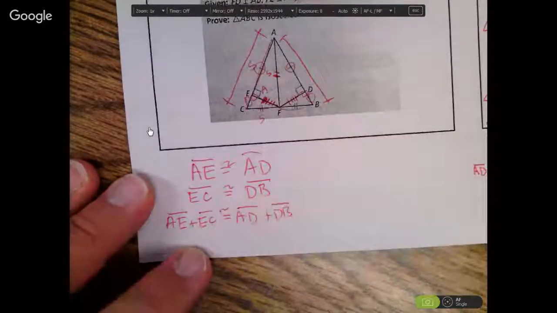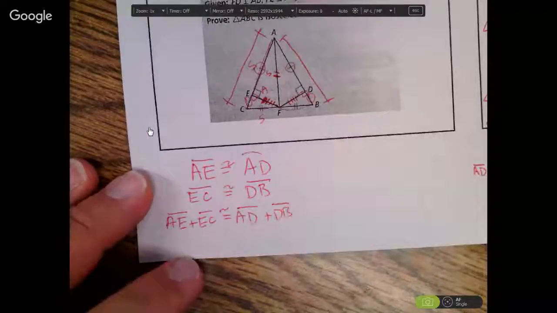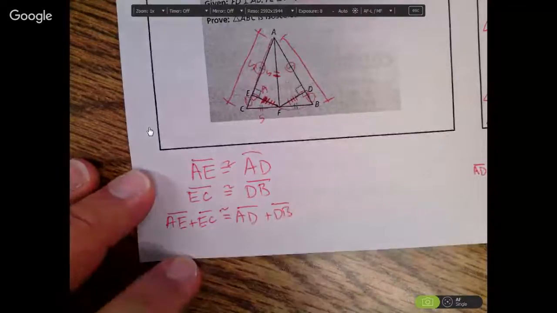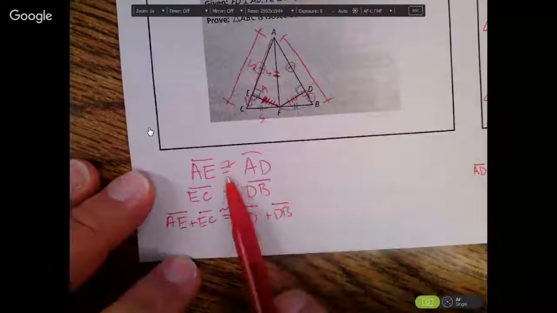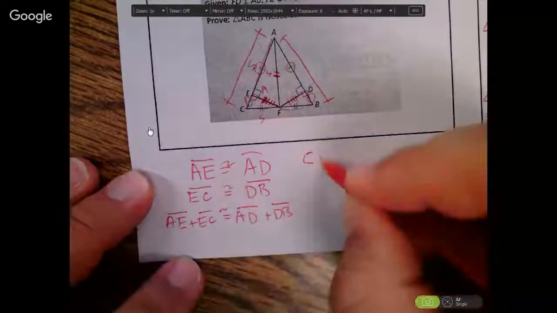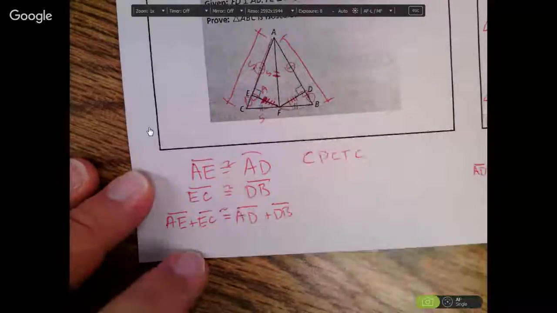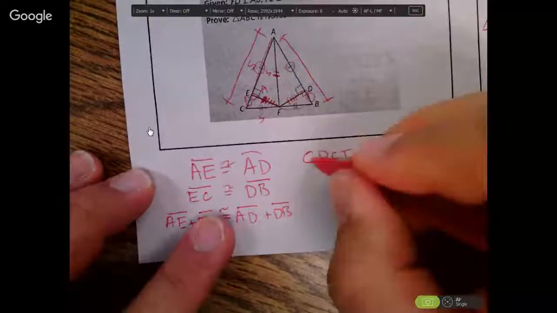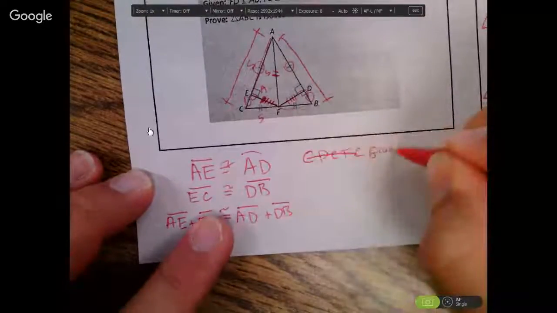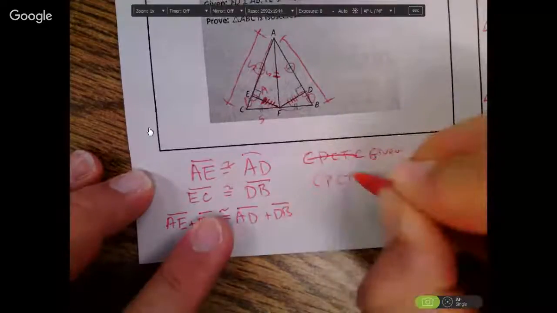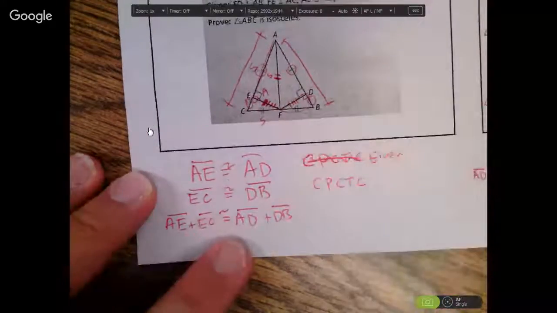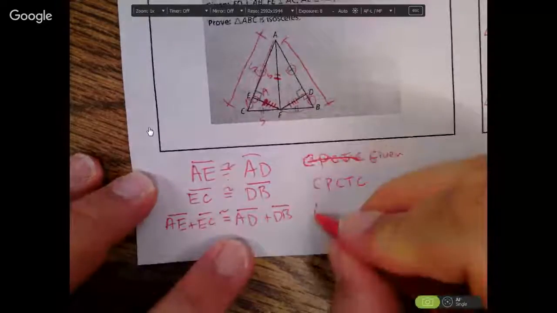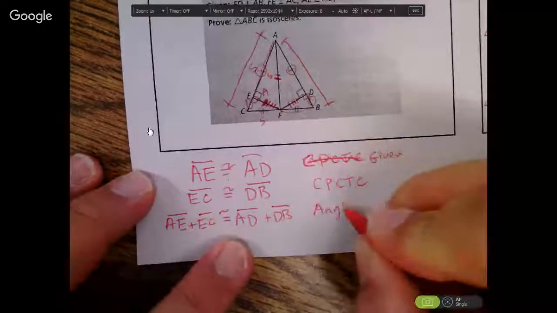Wait, if we did the EC and then the DB one, what would the reason be? What are we allowed to say that because of? CPCTC. What about the one below it? Oh, I did that wrong. This one was given. The other one is CPCTC. And then this one is angle addition postulate. No, it's segment addition.